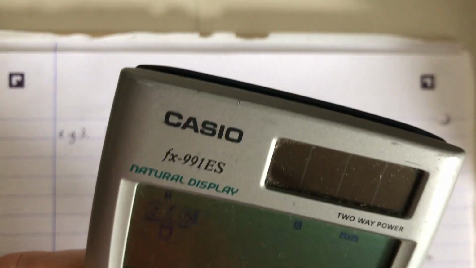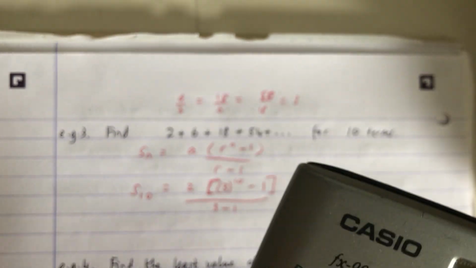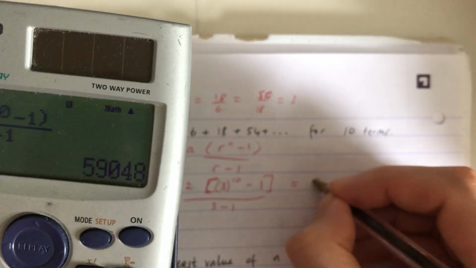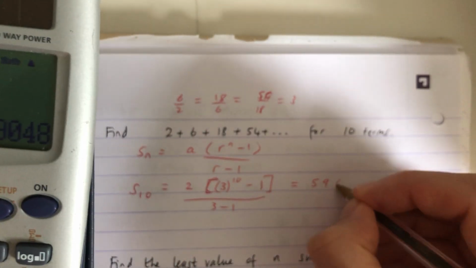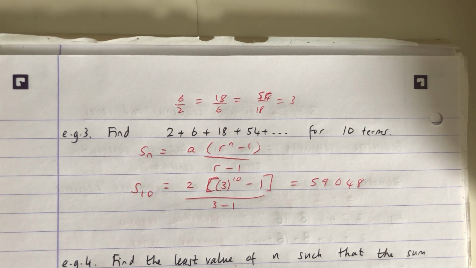3 to the power of 10, subtract 1, over 3 take away 1. Always type this in one step. 59,048. Yeah, for the geometric series, if you've got a big R value, a big common ratio, then the sums are going to get pretty big pretty quickly.